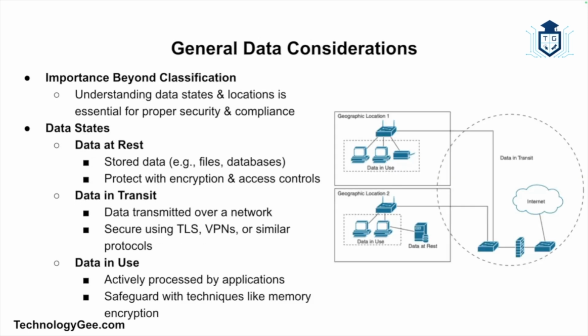Now, beyond classifications, understanding the states and location of data is vital. We have various data states, and the first one is called data at rest. This is stored data, such as files on a disk or a database, and you use encryption and access controls to secure it. Then we have what is called data in transit. This is data that's being transmitted over a network, and you want to protect it with protocols like TLS or VPNs. And then we have data in use. This is data that is actively processed by applications, and techniques like memory encryption can safeguard it.